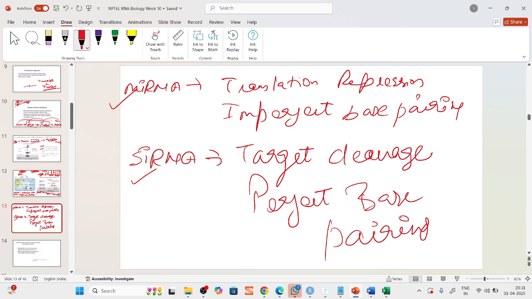So miRNA does not have a perfect base pairing. miRNA has imperfect base pairing, whereas siRNA has a perfect base pairing. Because miRNA does not have a perfect base pairing, it cannot cleave the target RNA. It only causes the repression of translation. So there is translation repression.